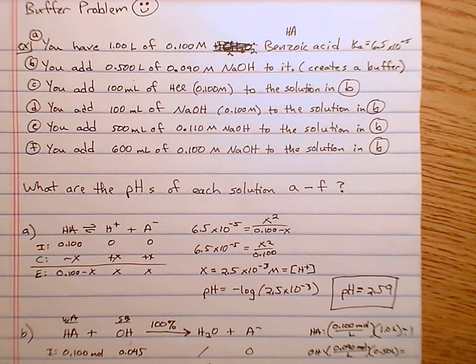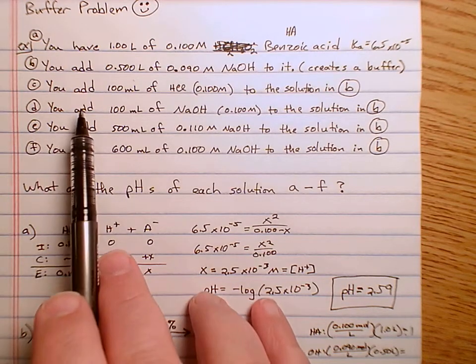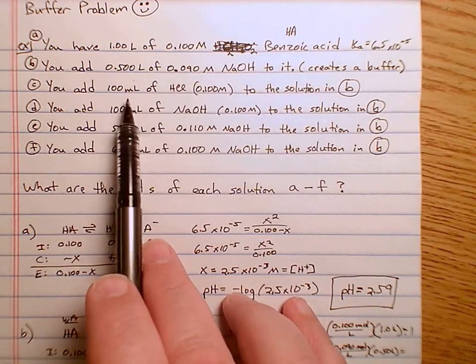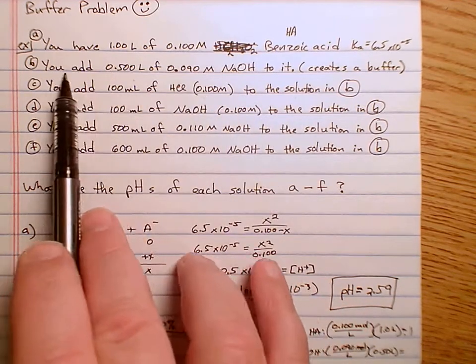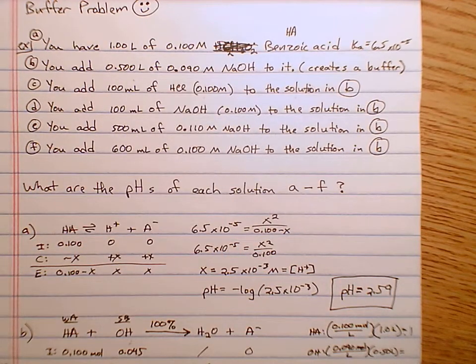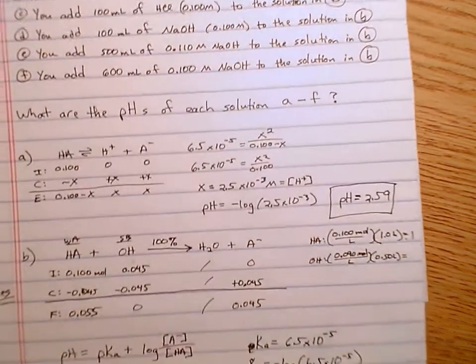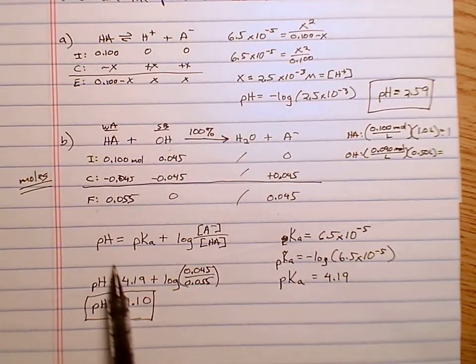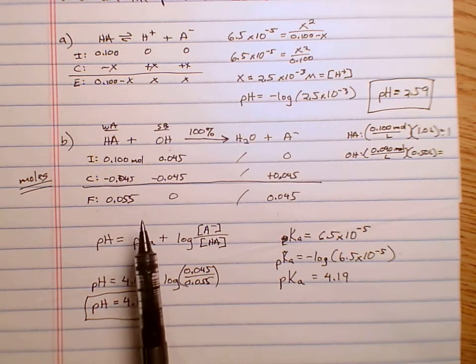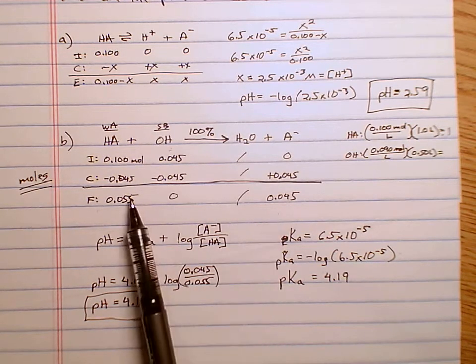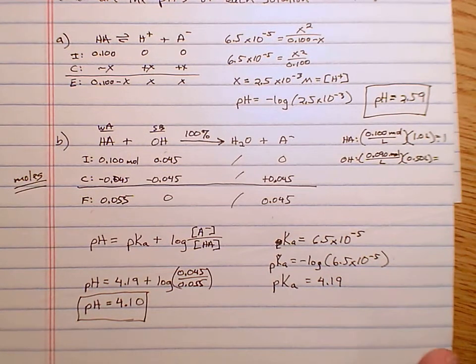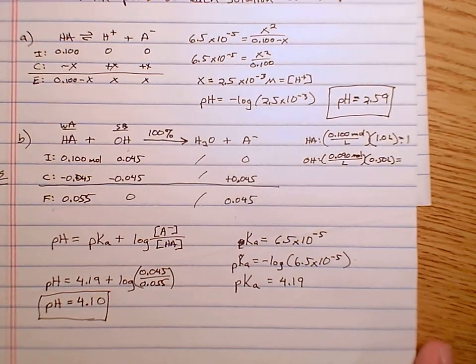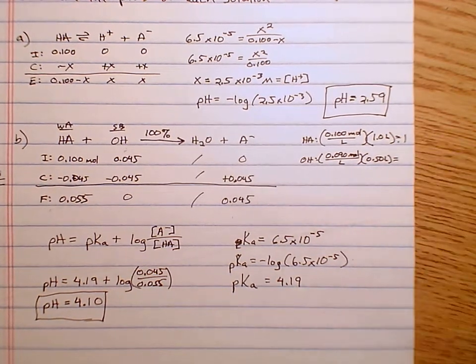All right. Question C. You now add 100 milliliters of 0.1 molar HCl to this buffer solution. So here's our buffer solution that we have right here. B calculated our buffer solution, our pH, and the amounts of acid and conjugate base. And so now we are going to add acid to it. 100 milliliters of 0.1 molar HCl.